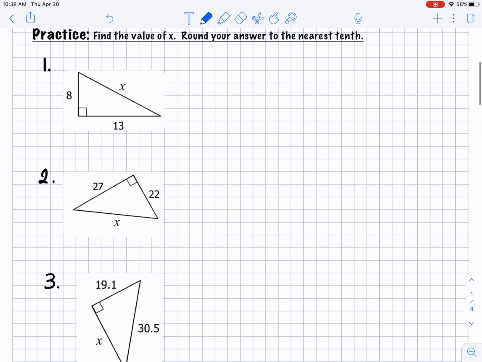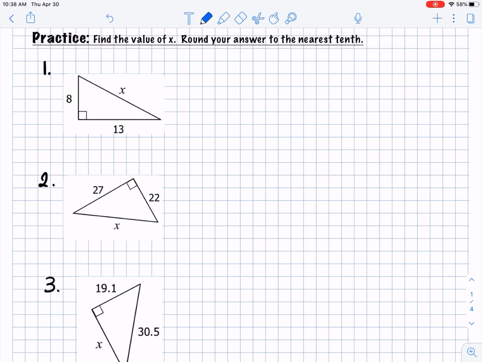And let's practice with this a little bit. Find the value of x, rounding your answer to the nearest tenth, so the first decimal place. Number one, we have a right triangle and two sides are 8 and 13, and one of them is x. If I draw an arrow from the right angle, I can see that the opposite side to the 90-degree angle is the hypotenuse. So I call this C, and the other two I can call A and B. It doesn't matter the order how you do it.